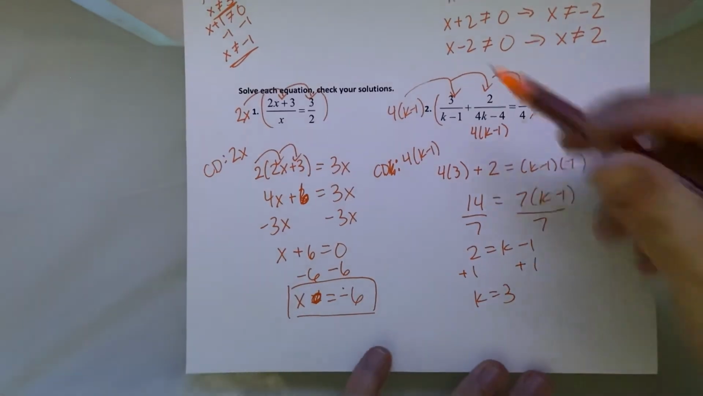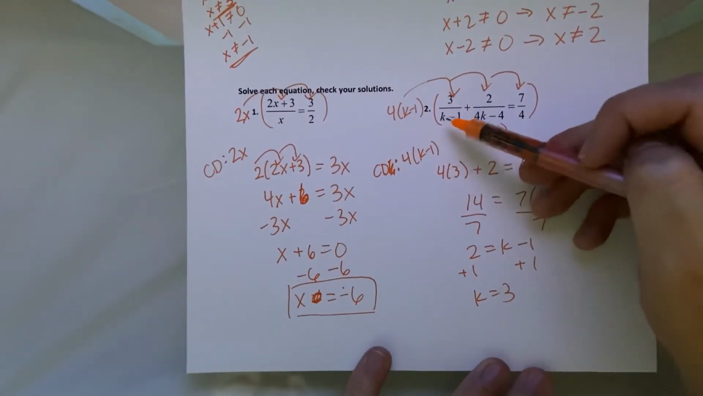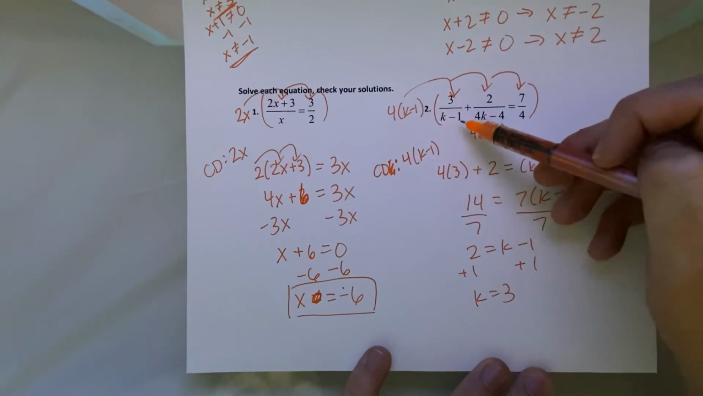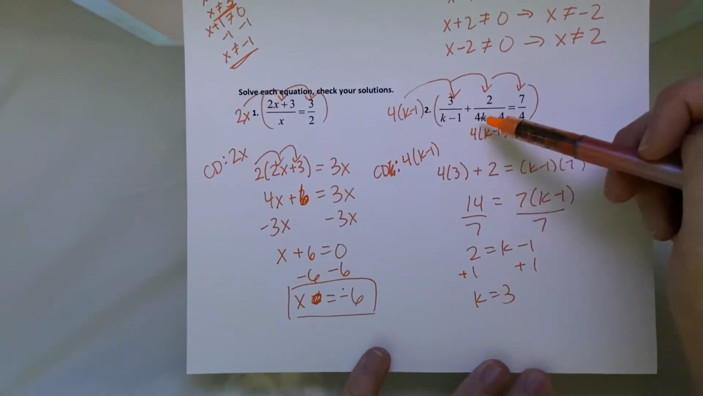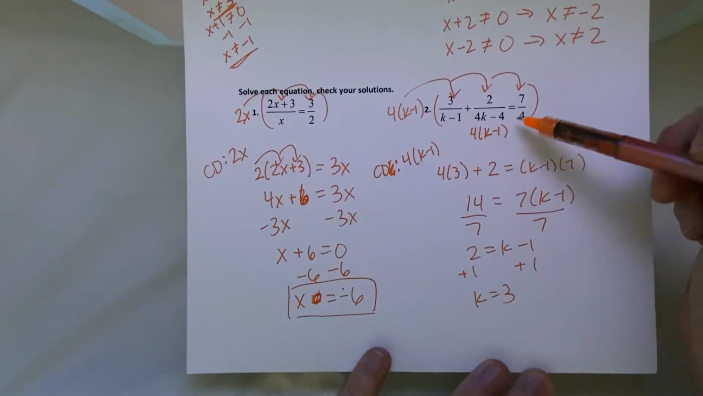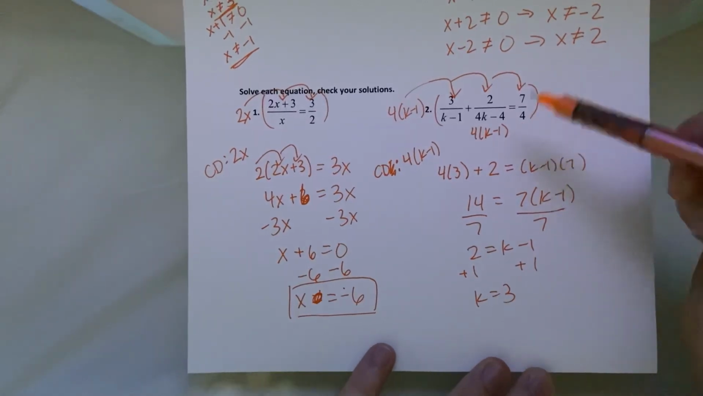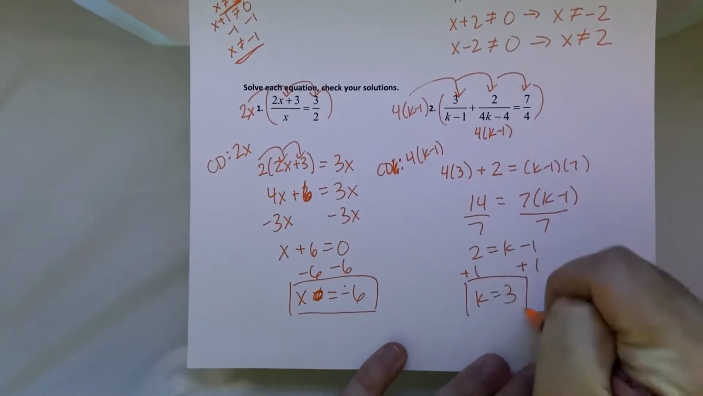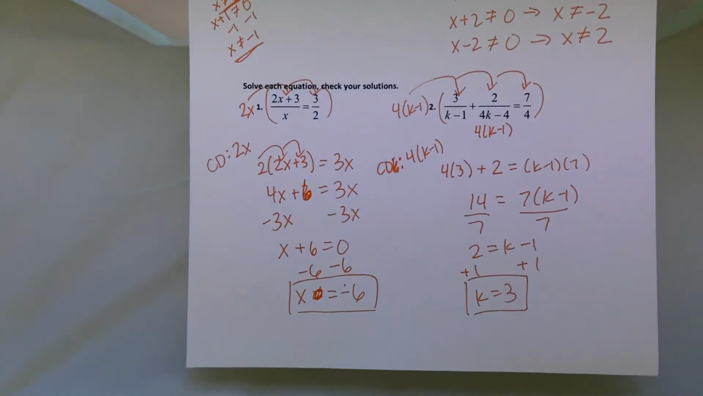But most importantly, does 3 make this denominator 0? 3 minus 1 equals 2? No. 4 times 3 is 12. 12 minus 4 is 8. Still no. And 4 is still not 0. So k equals 3 should be a fine answer. And we'll finish this up in the next video.